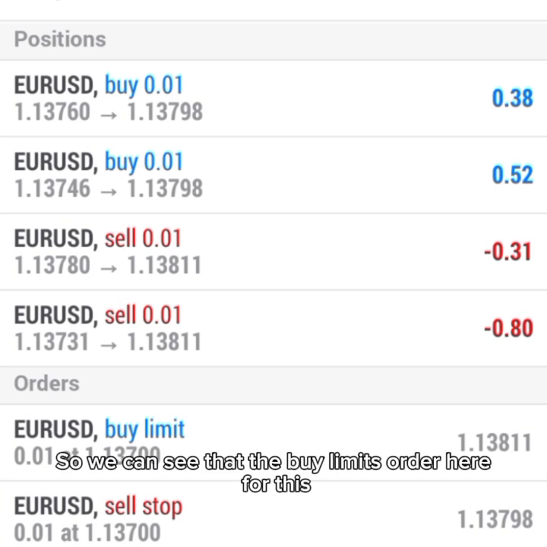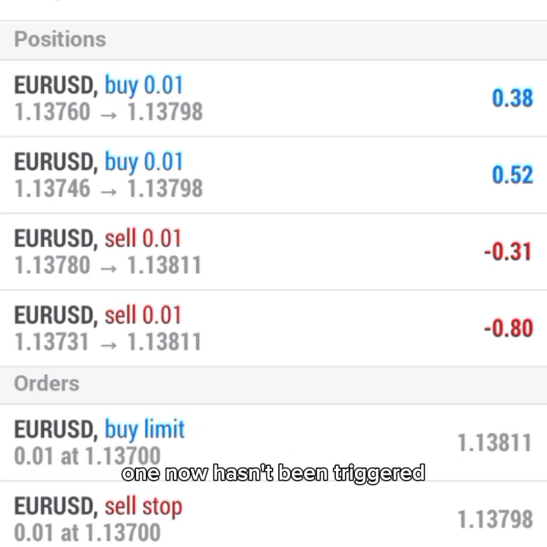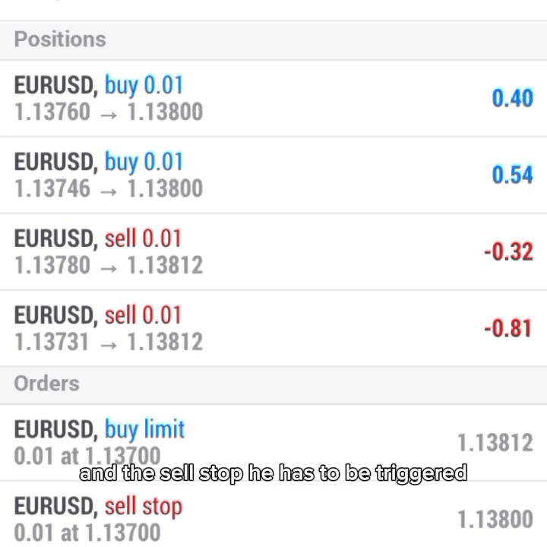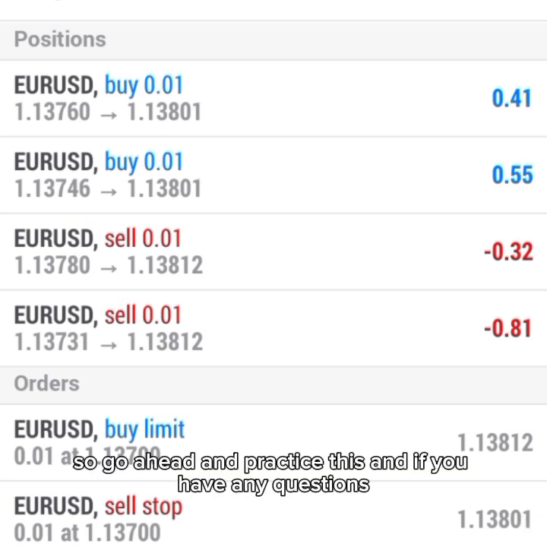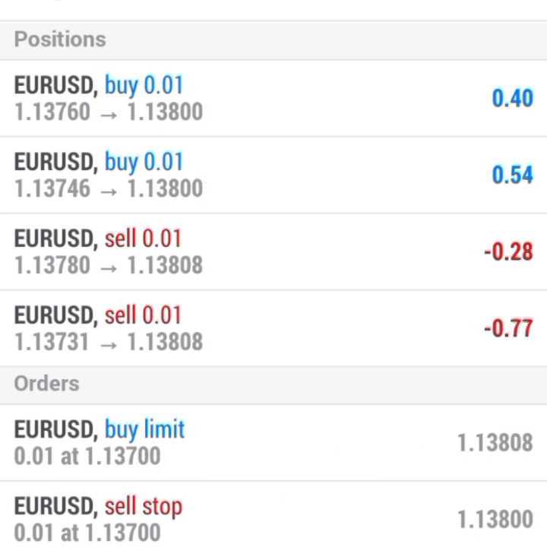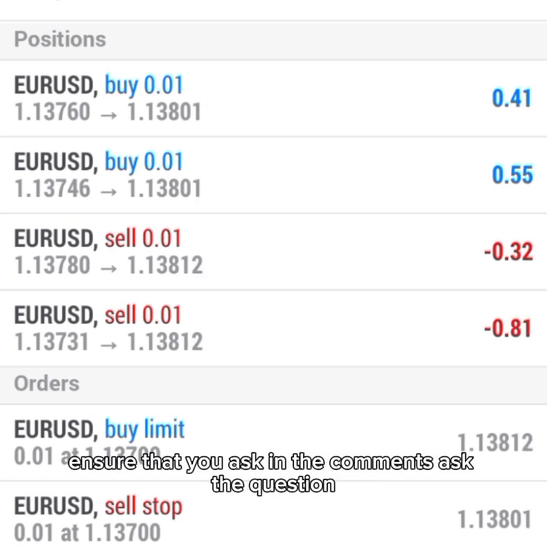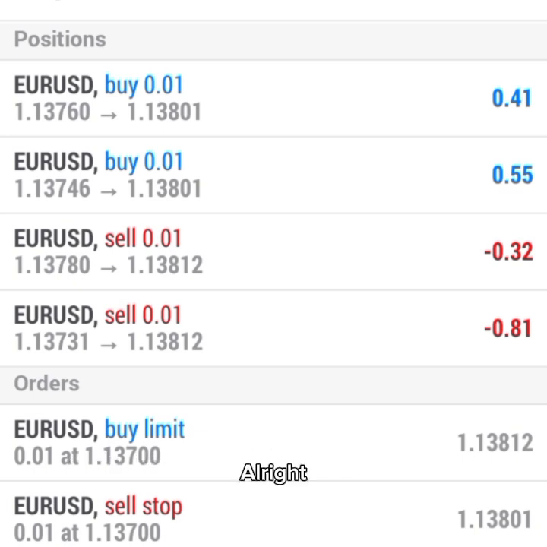You can see that the buy limit order here hasn't been triggered, and the sell stop here hasn't been triggered. Okay, so only the buy stop and the sell limit have been triggered. So go ahead and practice this, and if you have any questions, ensure that you ask in the comments. Ask the question. All right, take care.